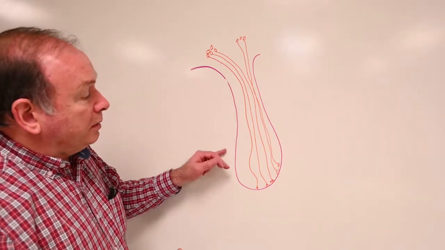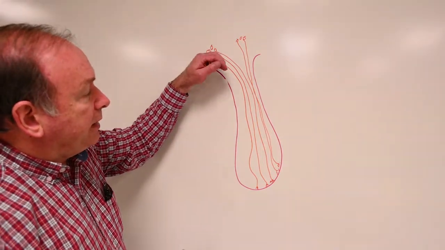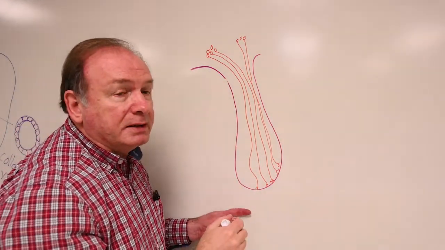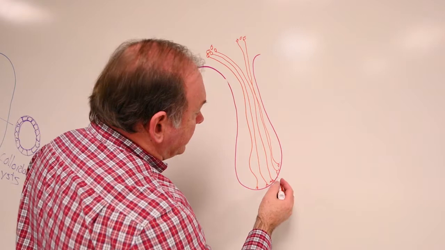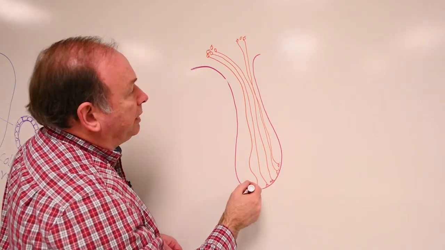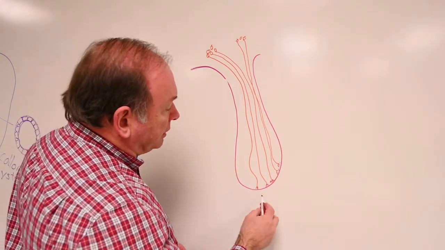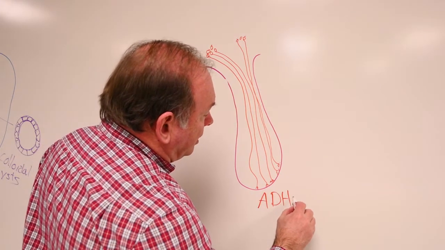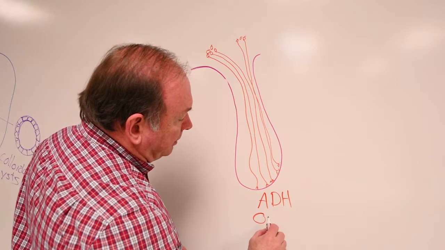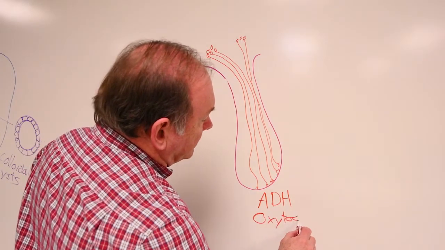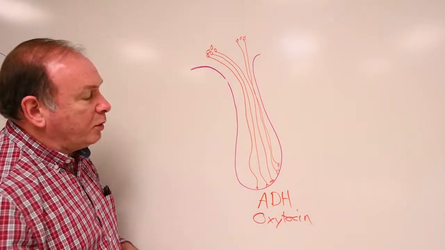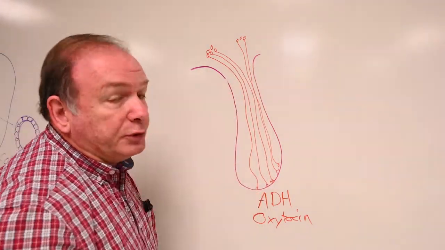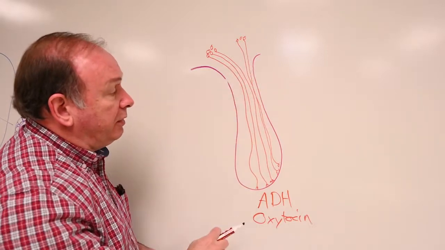These produce hormones, these cells up here, that are transferred down the nerve fiber and then released from nerve endings down here at the lower end of the posterior pituitary. Two primary hormones here are ADH, antidiuretic hormone, and oxytocin. Antidiuretic hormone and oxytocin. So in the posterior pituitary, the main thing you see are just nerve fibers.